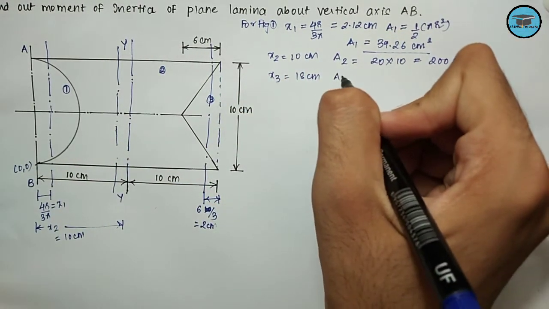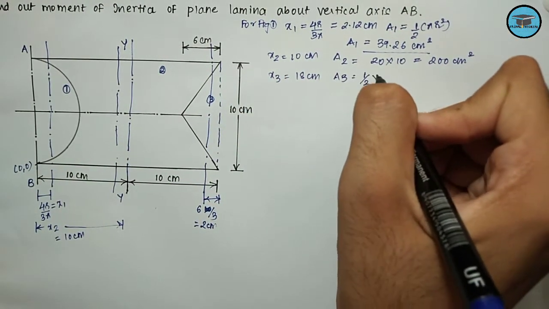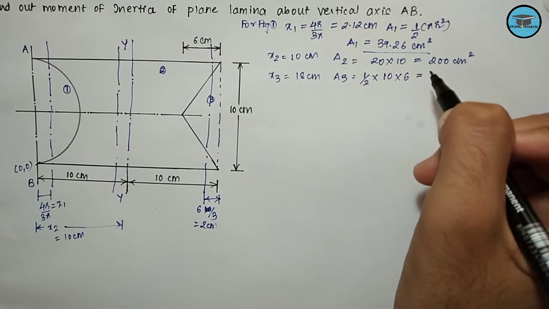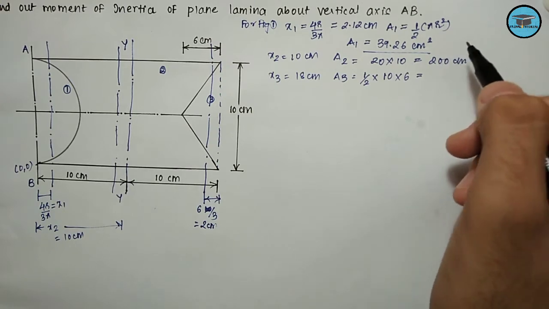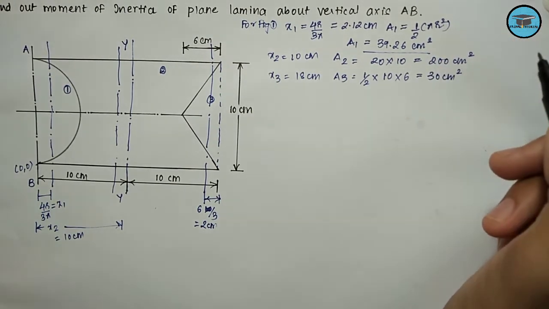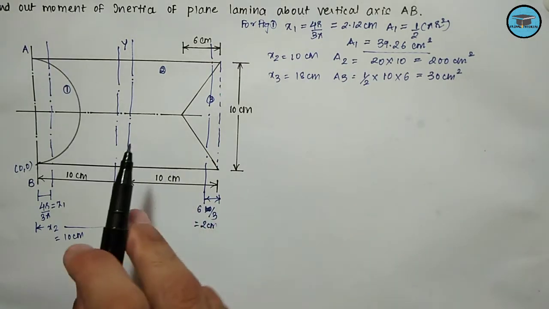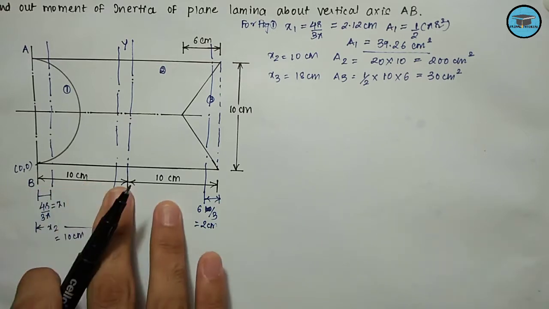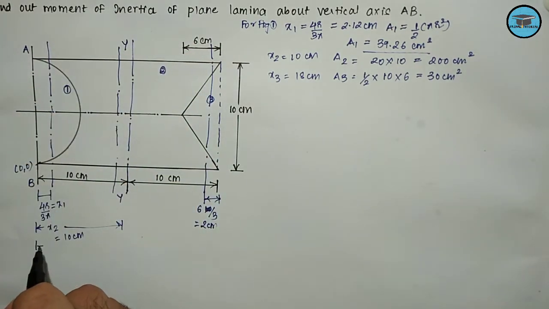Okay, and the A3 can be given as half into base into height. Base is given as 10 centimeter and the height is given as 6 centimeter. So the value of A3 comes out to be nearly 30 centimeter square. Okay, now we need to locate this axis YY which is passing through the centroid of this plane lamina from the origin, and let us name it as X bar.